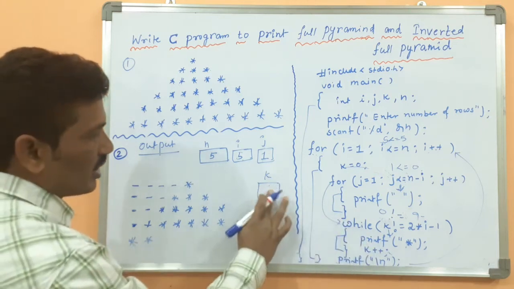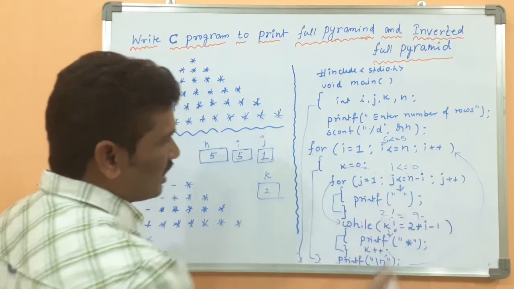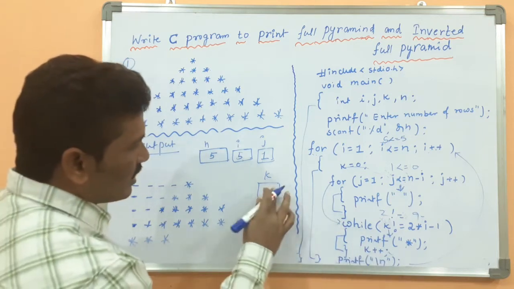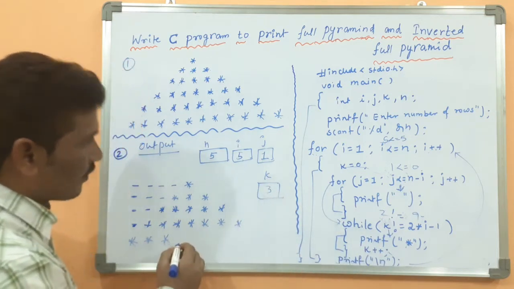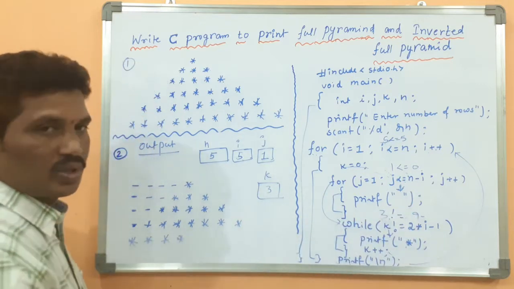Then the value is incremented by 1, it becomes 2. Here also I am checking 2 less than or equal to 9. Here another star will be displayed. Then k value is incremented by 1, k value becomes 3. Here 3 not equal to 9. Here the star should be displayed over here.